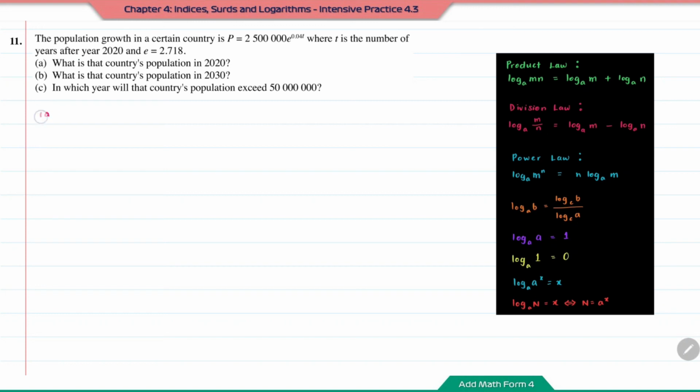So for question A, the population of 2020 is 2.5 million e to the power of 0.04. So the t here, we're going to substitute it with 0. So here is equal to 2.5 million e. So 0.04, when you multiply it by 0, is going to be e to the power of 0. So e to the power of 0 is equal to 1. Therefore, the population in 2020 is equal to 2.5 million.